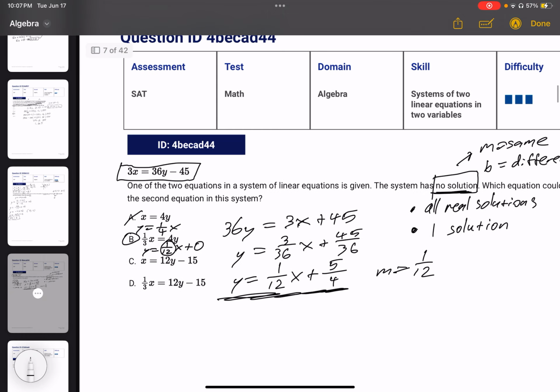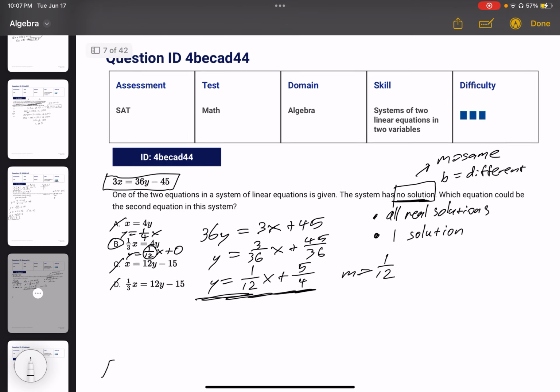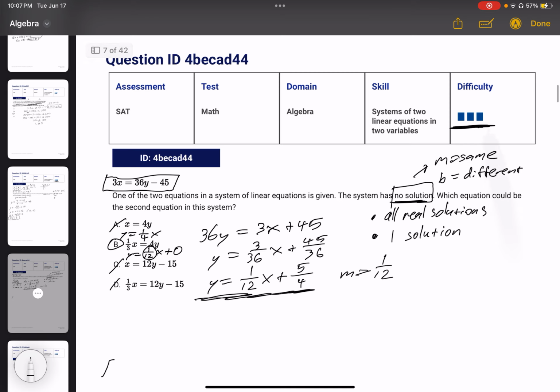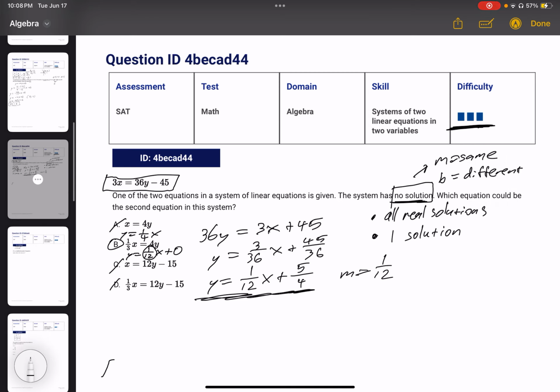So that would work. And we're not going to solve for these other ones because that would just be a waste of time. But if you want to, feel free to pause the video. So yeah, that's three. That's a hard problem. I don't think it's that difficult. So 3 points to grab if you know all of these topics: no solution, all real solutions, and one solution.